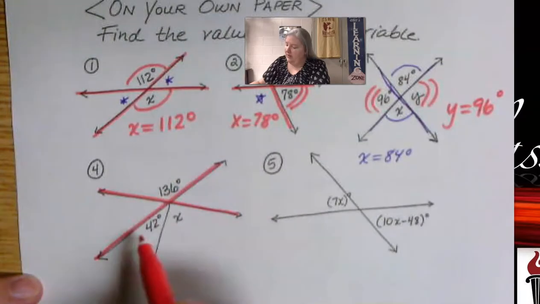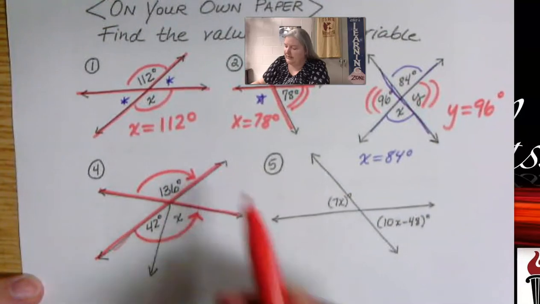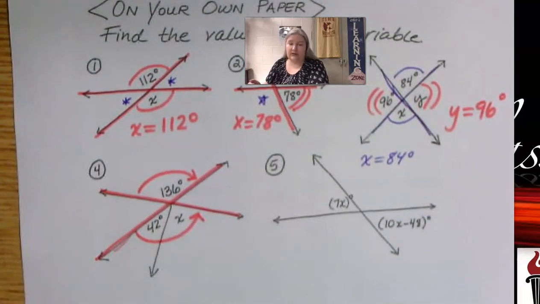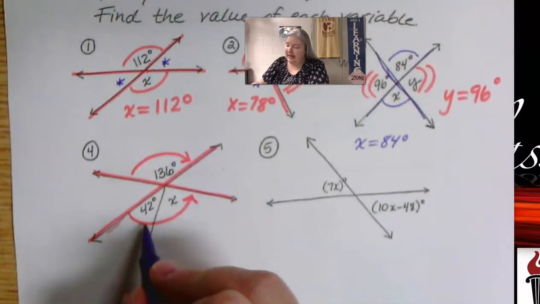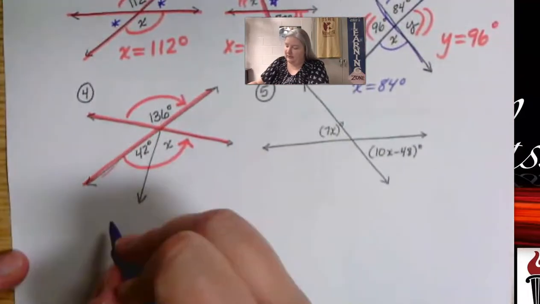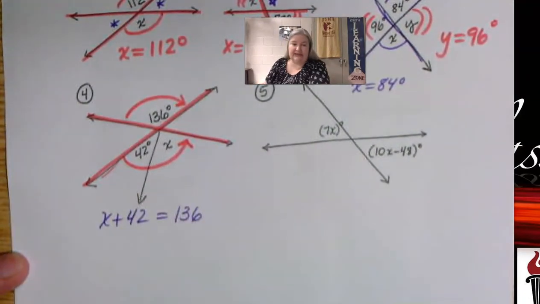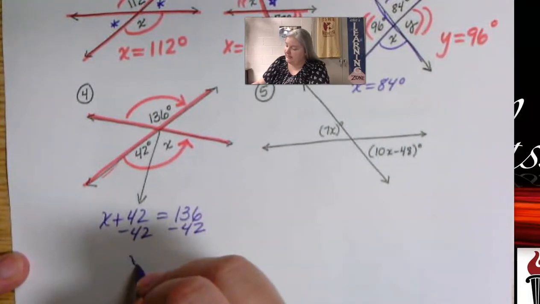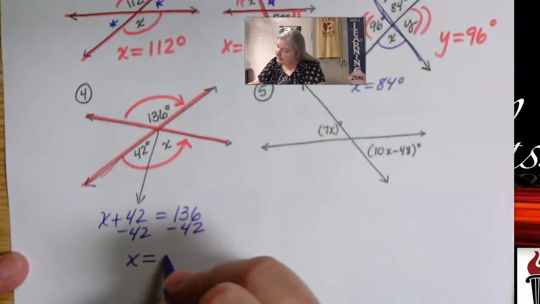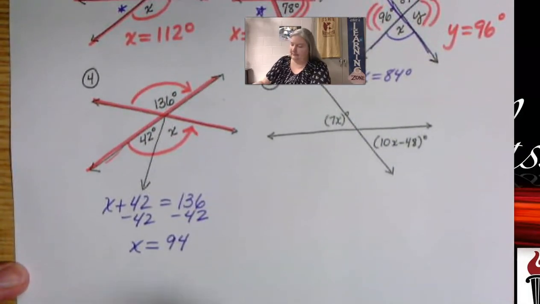All right. However, we have a big X here. This whole part all the way across here, and this whole part all the way across here, those are vertical angles. So what that tells me is that the 136 is the same as all of this together, and all of that together would be X plus 42. So X plus 42 is 136, which means if I want to find X, I subtract 42 from both sides, and I get 94, and that's my value of X.